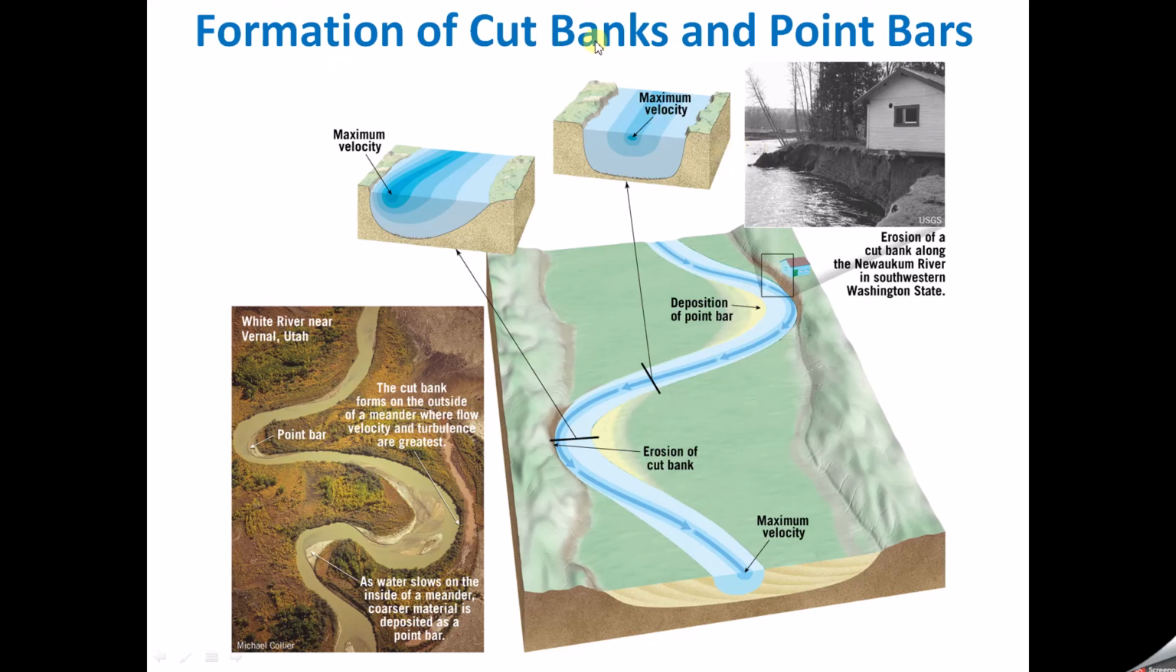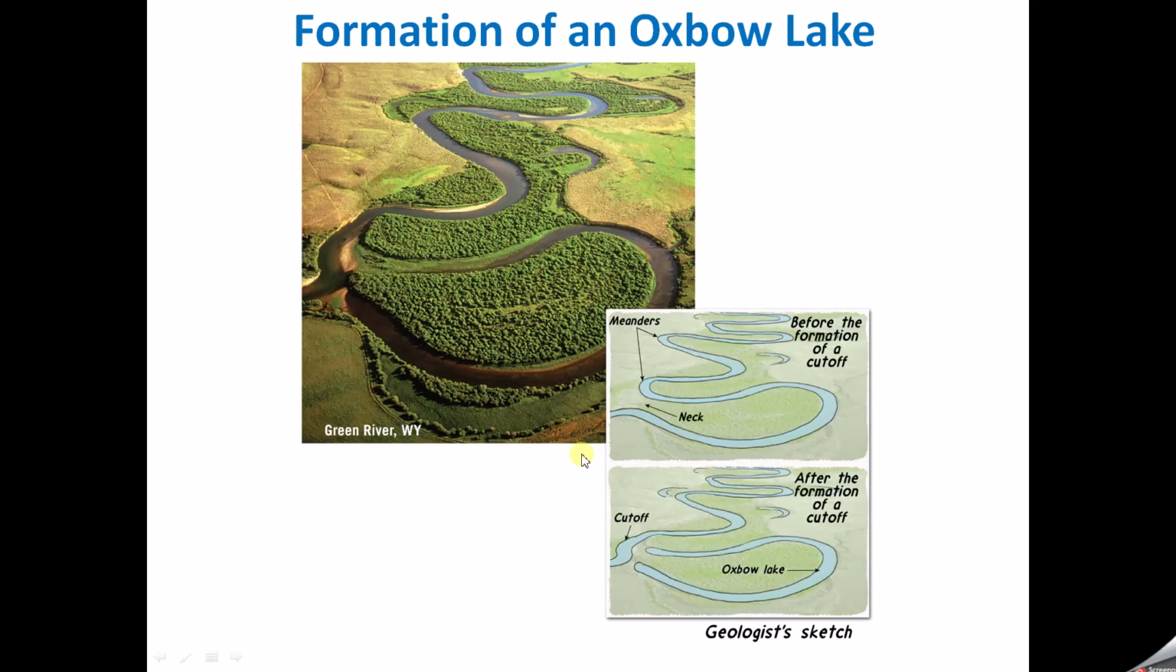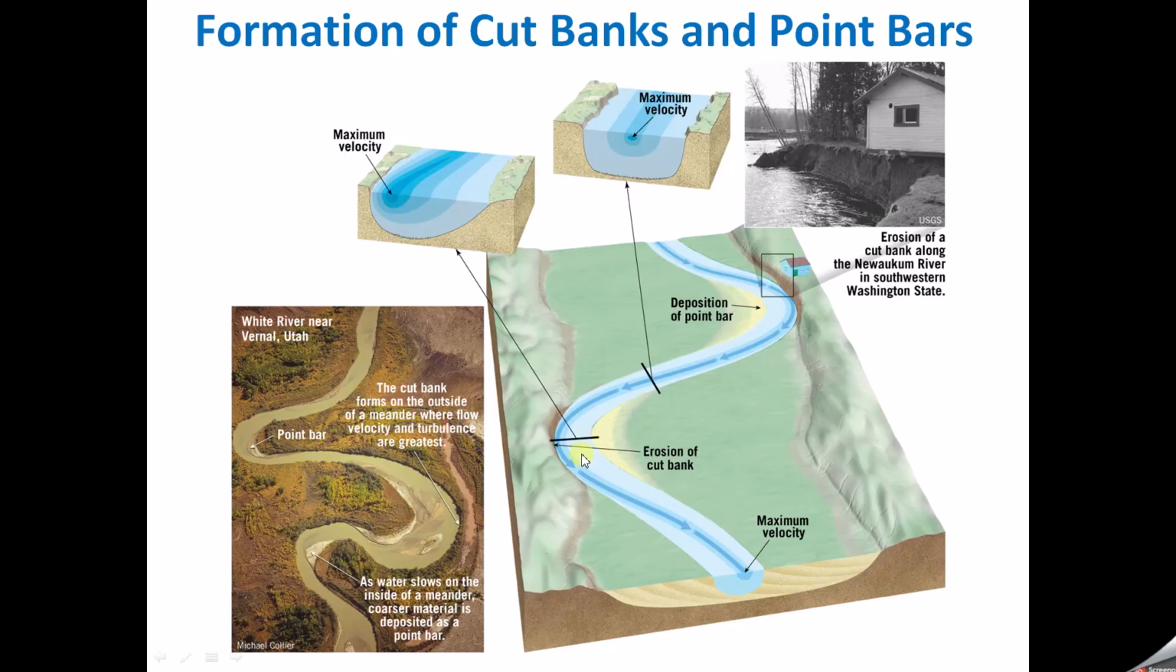Formation of cut banks and point bars. As the stream bends, the high velocity zone, the outside part of the channel, is erosional. Like here, you see this house, the stream cutting under it is erosional. But the inner side, where this yellow part is, is depositional. This is the point bar, and this is the cutoff bank.